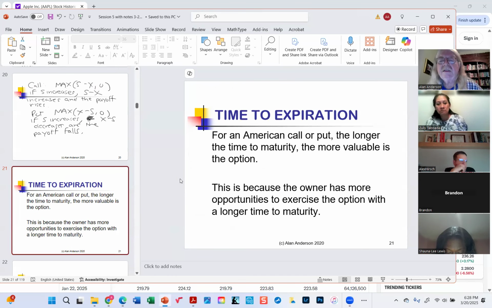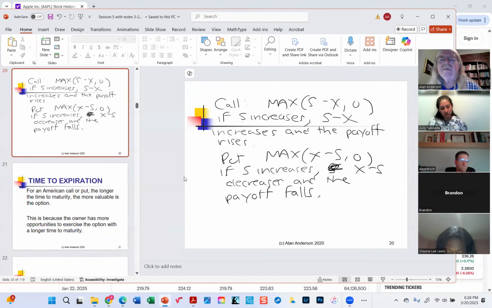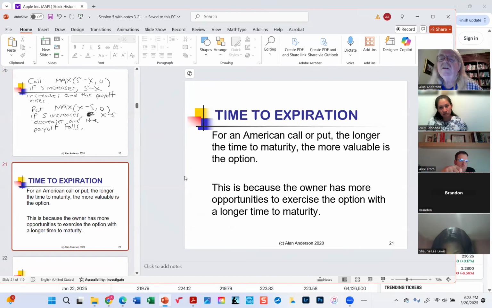Now, the time to maturity, as we saw before, the longer the time to maturity, the more valuable it is because of the fact that there's more time for the option to move, either finish in the money or move more deeply into the money if it's not already there.